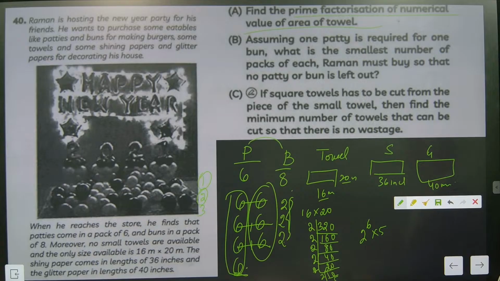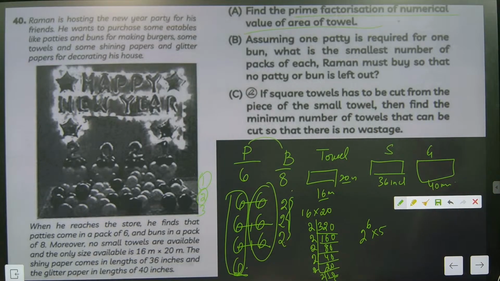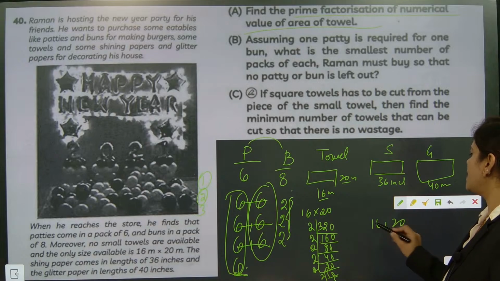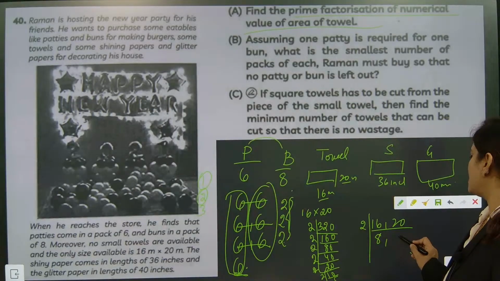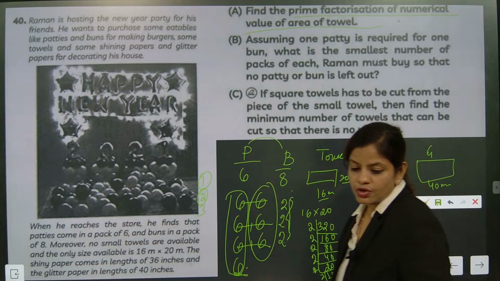If each square towel has to be cut from the piece of small towel, then find the minimum number of towels that can be cut so that there will be no wastage. Square towel means what? We need to take the HCF of these two. Understood or not? If we take the HCF of 16 and 20, then definitely we will get the square part. So 2 8s are 16 and 2 10s are 20, then 2 4s are 8, 2 5s are 10. So total how many will be there?